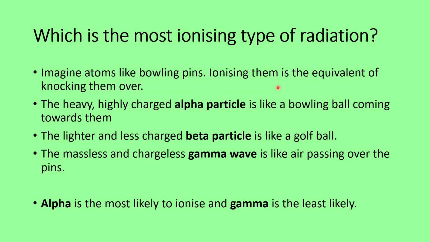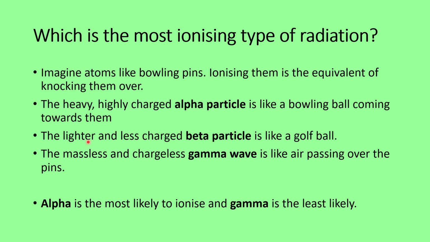So which is the most ionizing type of radiation then? We said that ionizing means it can remove electrons from atoms. Now I want you to imagine that atoms are like bowling pins. Ionizing them is the equivalent of knocking them over. So alpha particles we can think of as bowling balls. They're very heavy, they're very highly charged. So they find it very, very easy to knock the electrons off of the atoms.